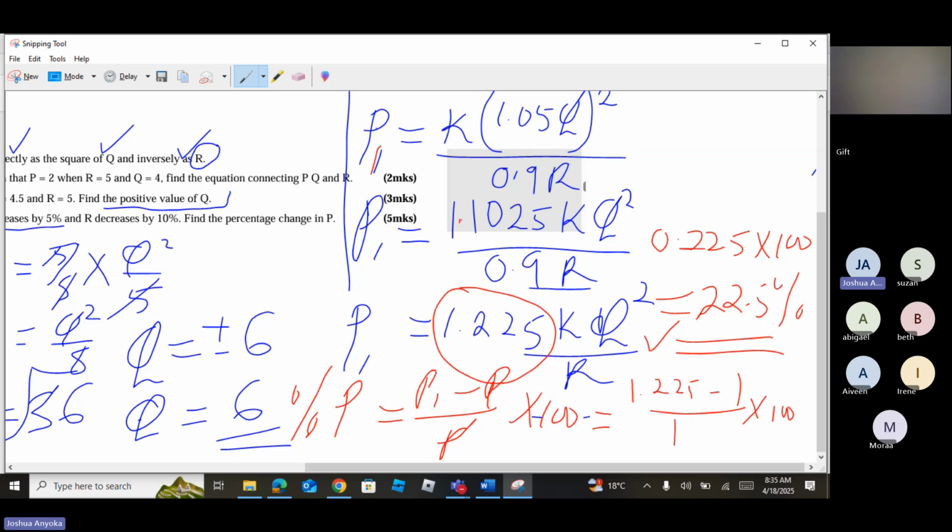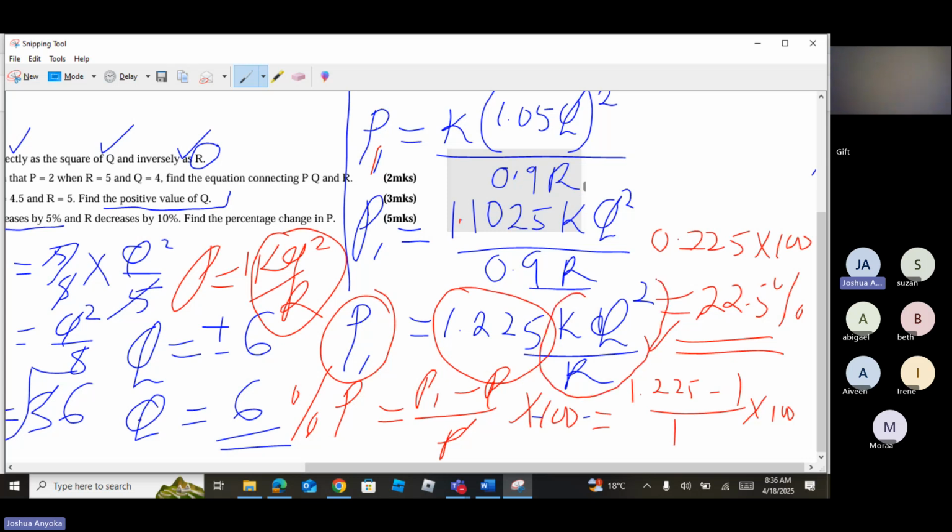This is where I want you to have this skill. After expressing P1 and you have made sure that the coefficient is a single number, or just a fraction or a decimal, then you take the coefficient of P1 minus the coefficient of P. P was equal to KQ squared over R. We take the coefficient of P, which is 1. We also have here KQ squared over R.